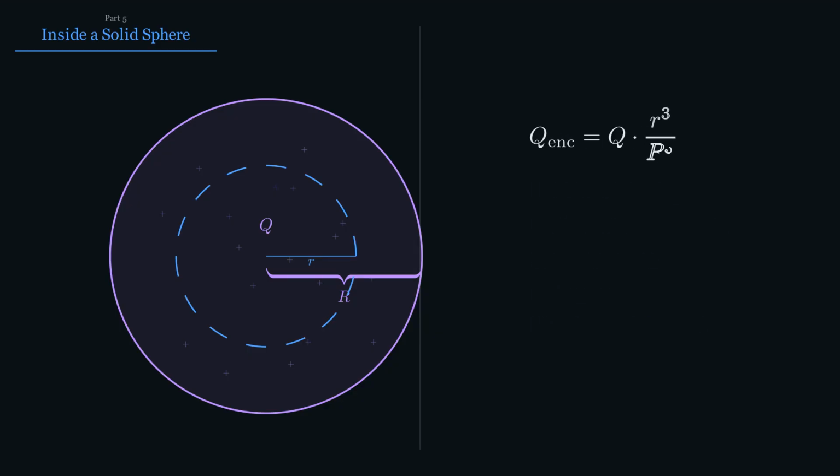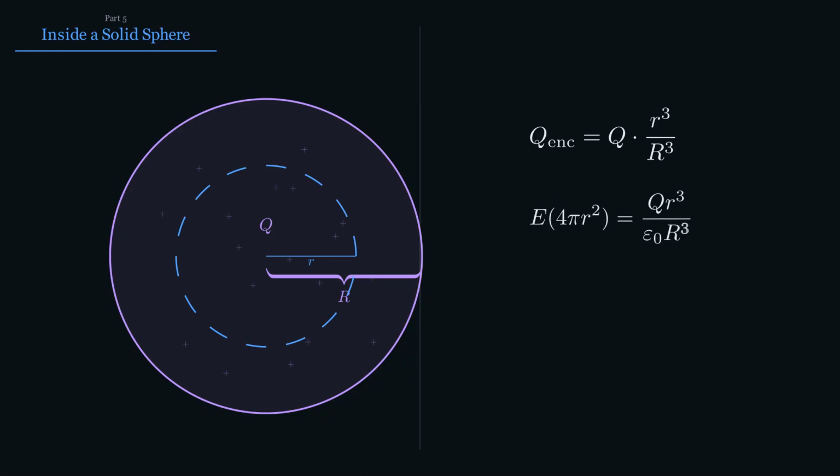But here's the key difference. The Gaussian surface doesn't enclose all the charge. It only encloses the charge within radius little r. Since the charge is uniformly distributed, the enclosed charge is proportional to the volume enclosed. The volume of the Gaussian sphere is 4/3 pi little r cubed. The volume of the whole sphere is 4/3 pi capital R cubed. So the fraction of charge enclosed is little r cubed over capital R cubed. That means Q enclosed equals Q times little r cubed over capital R cubed.